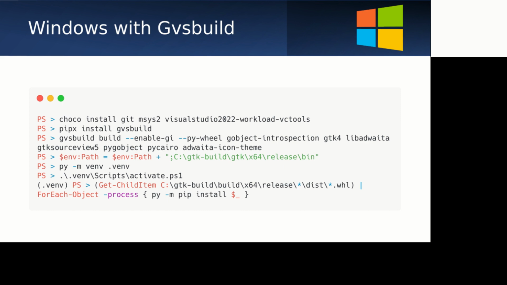GTK in Windows. And then we're going to run pipx install gvsbuild so that we can install this compiler for building GTK. And then we can tell it to build. In this case, we need to install GTK and some of the other libraries that Gaphor depends on. And then we're going to add these libraries we built to our path. And then this is like activating a virtual environment and installing the wheels that are built.